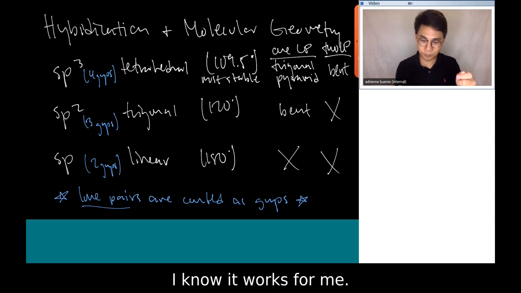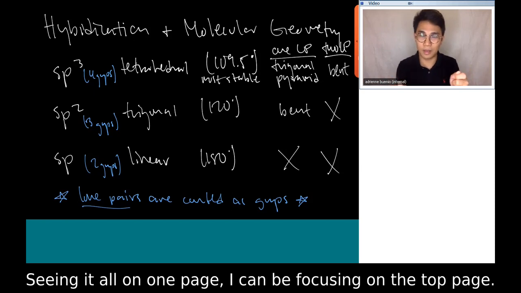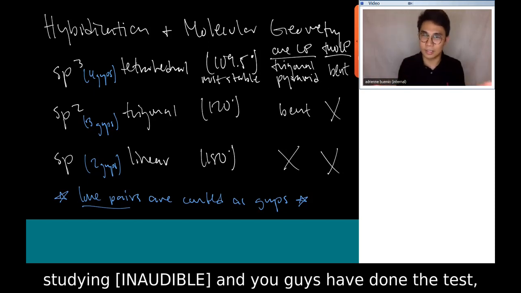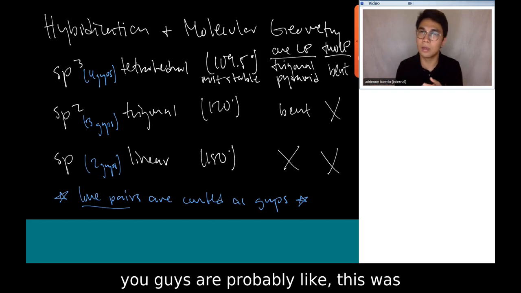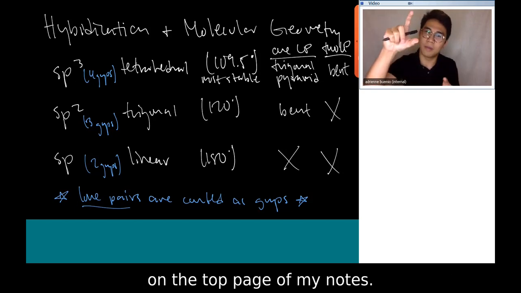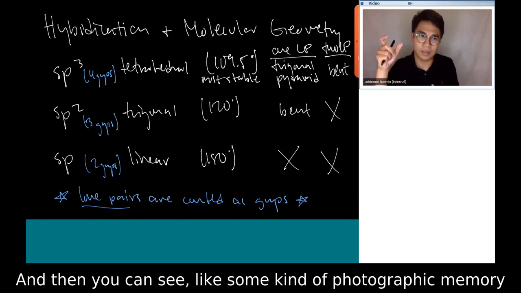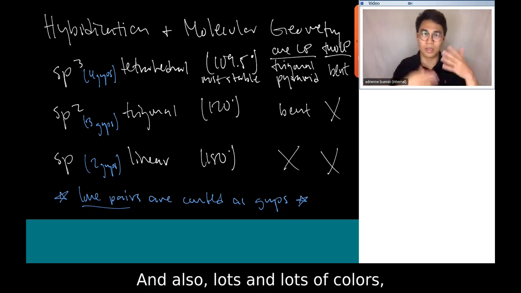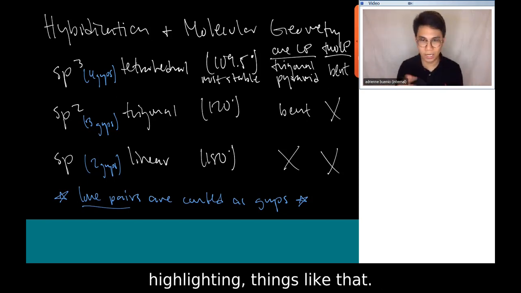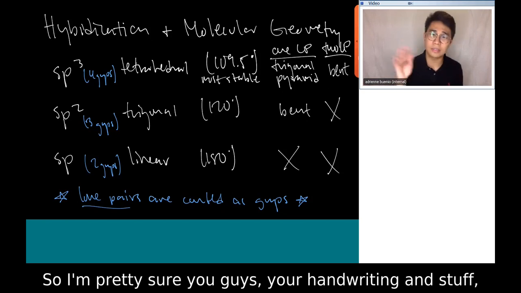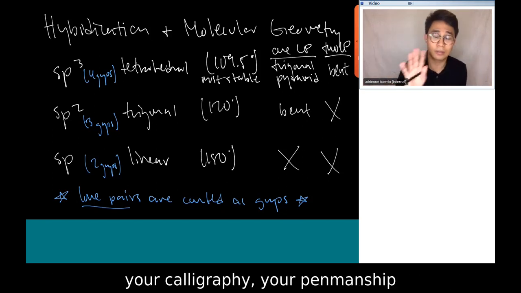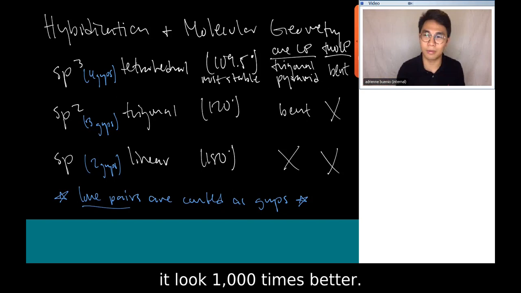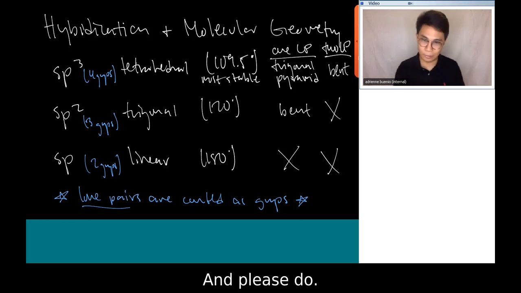I know it works for me, seeing it all on one page, right? I could be focusing on the top page, and I'm pretty sure when you guys are studying and you've done the test, you're probably like, this was on the top page of my notes. You can kind of see it, like some kind of photographic memory thing. So that's what I do, and also lots and lots of colors, highlighting things like that. I'm pretty sure your handwriting, your calligraphy, your penmanship are much better than mine, so you can probably make it look 1,000 times better. So please do.